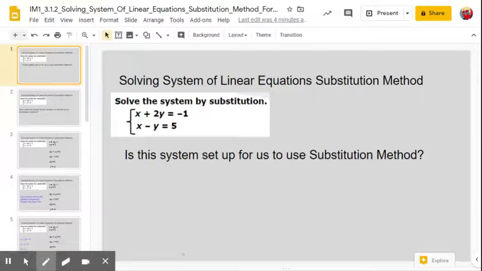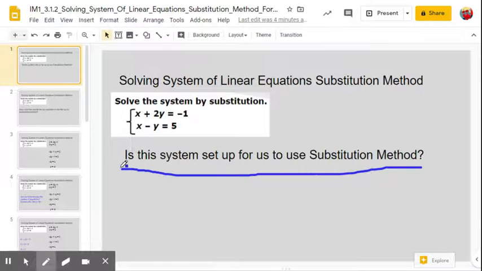All right, in this video I want to talk about solving systems of linear equations using the substitution method. Here's our system: x plus 2y equals -1. That's a line. And we have x minus y equals 5. That's a line. These happen to both be in standard form. My first question for you is, is this system set up for us to use the substitution method right now?